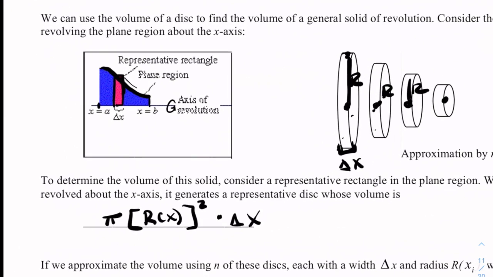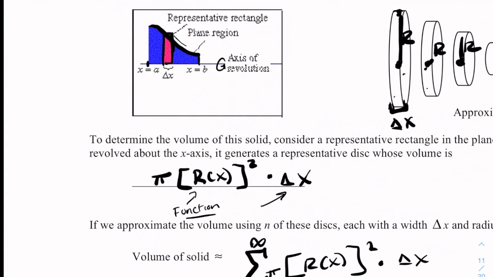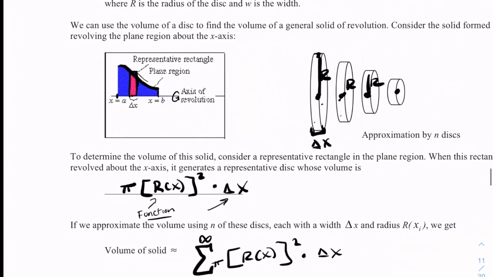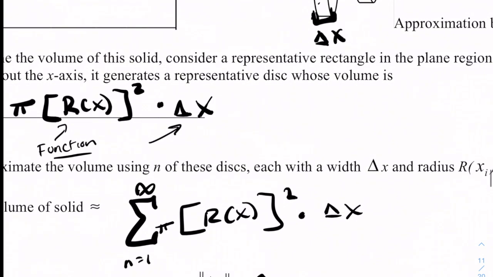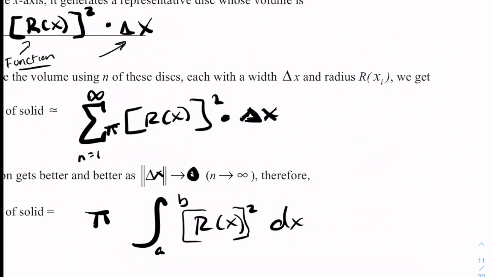So to determine the volume of this solid, we do pi times our radius function squared. Instead of just a constant radius, now our radius is a function of our bounded region, times the individual width of a disk. If we are approximating the width, all we do is sum up all of these individual disks, and so we use sigma. We have pi r squared times the width, and if we add up each individual disk, we get the total volume.